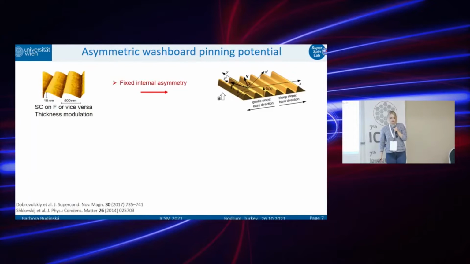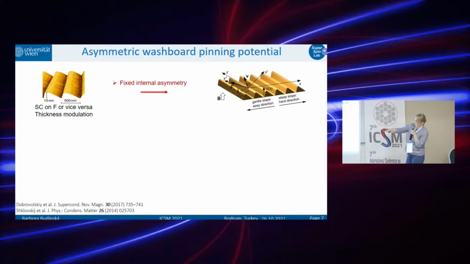So I already explained the guiding effect is achieved by these grooves that can either be made by thickness modulation or by making superconducting stripe on top of a ferromagnet or vice versa. But if we want the ratchet effect, what we need to introduce is some kind of asymmetry. So we have a fixed internal asymmetry, and this means that the structure itself will contain the asymmetry.